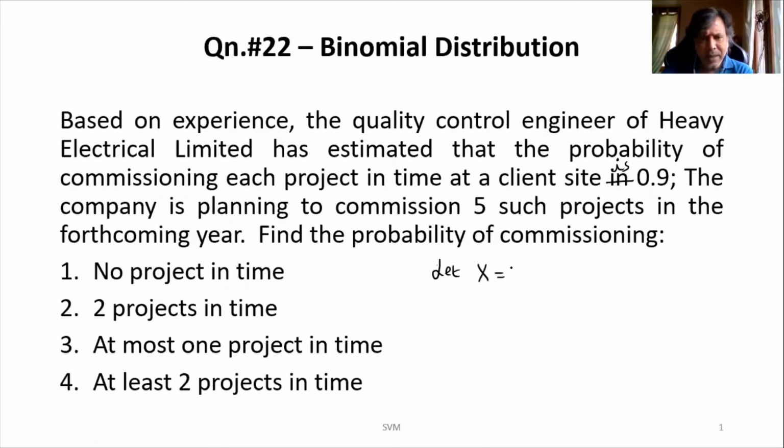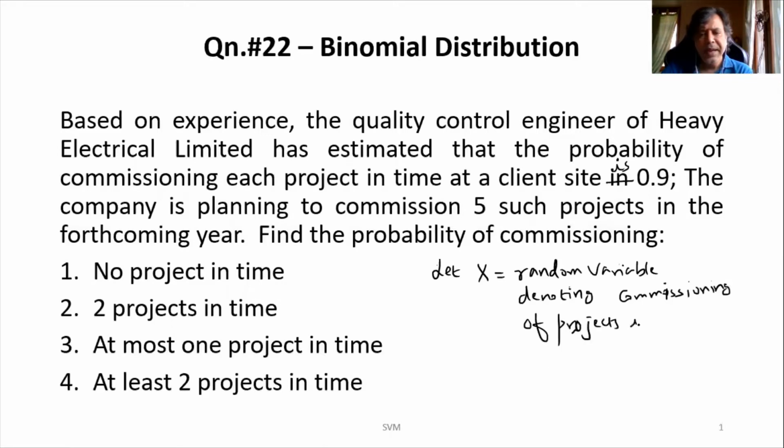Let capital X equal the random variable denoting the commissioning of projects in time. We call it capital X, because the question talks about that. Then the question also says that, based on past experience, this quality control engineer has already identified the probability of success, that is, commissioning everything in time, as 0.9. So the probability of success is already identified as 0.9 by the quality control engineer.